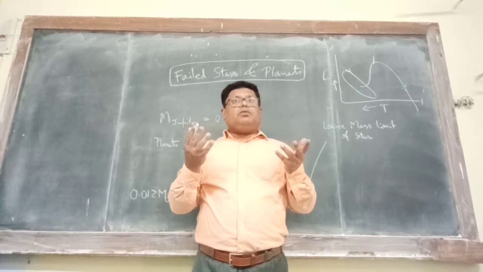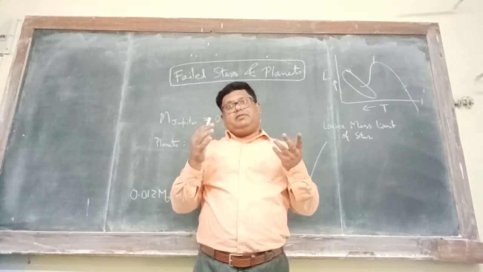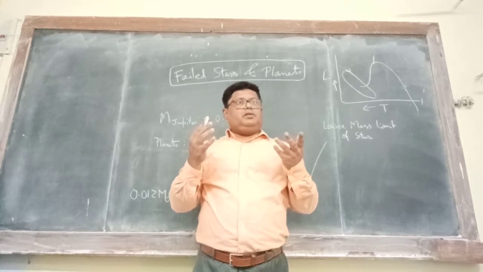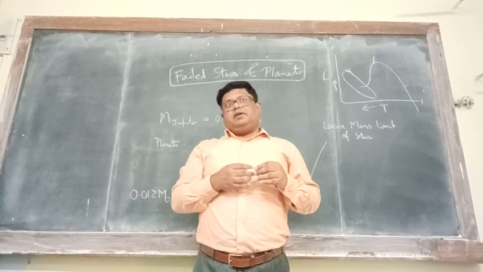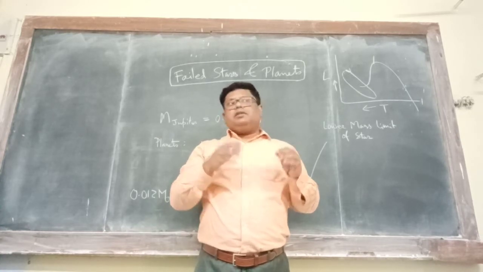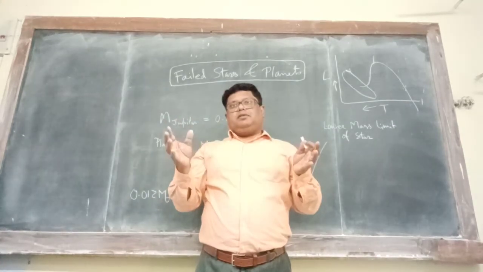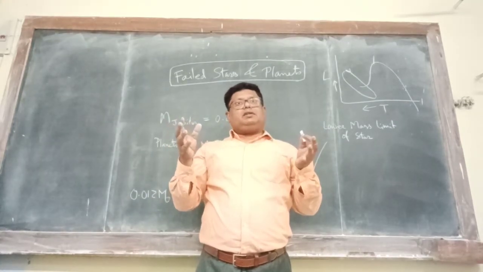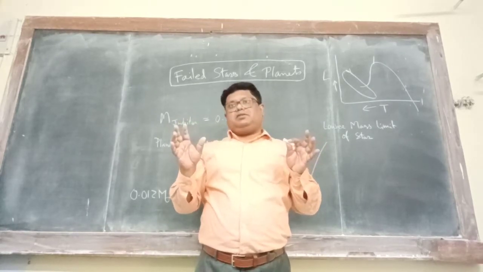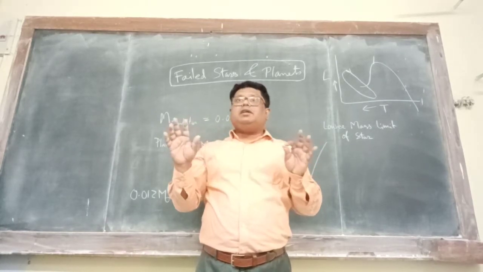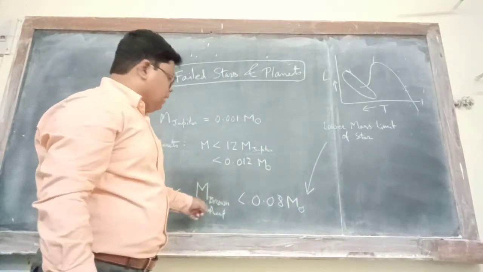suppose the core temperature is just 1 into 10 to the power 7 Kelvin. What will happen? Temperature is high, but there will be no fusion. Then slowly that prestellar mass, the entire object, we will not call it a star. Why? Because there is no fusion, and it will be named a brown dwarf.